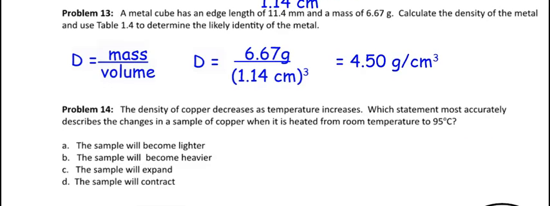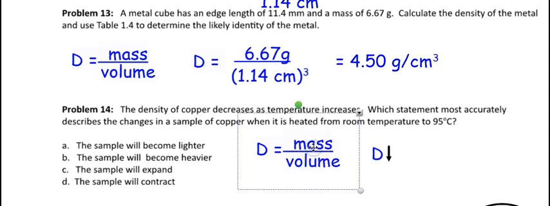Let's go on. So now we have the density of copper decreases as temperature goes up. Which statement actually describes it? Well, here we go. Density is mass over volume. And what did we say? Density went down. So does mass change with temperature? Not at all. That's why it's called the law of conservation of mass, or of matter. So what is the only thing that can change? If it's not mass, it's volume. So what will happen to volume if density goes down? Volume has to go up. It expands. So your answer is letter C right here. Mass will not change.